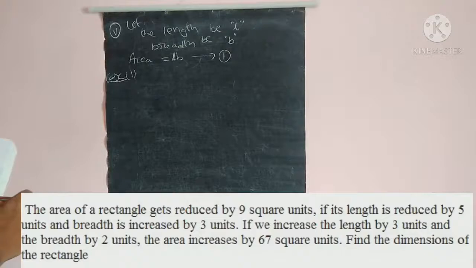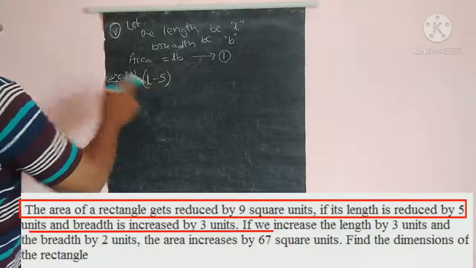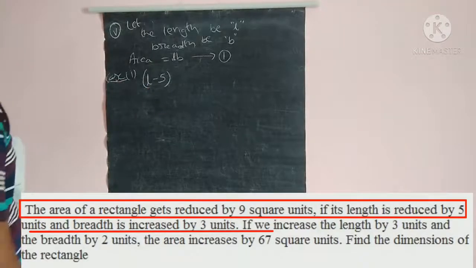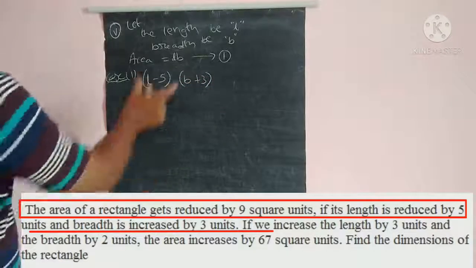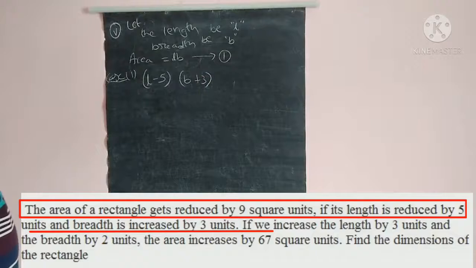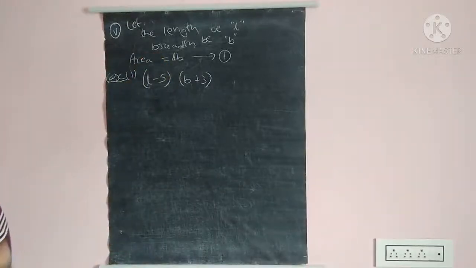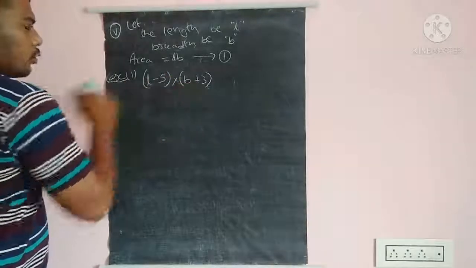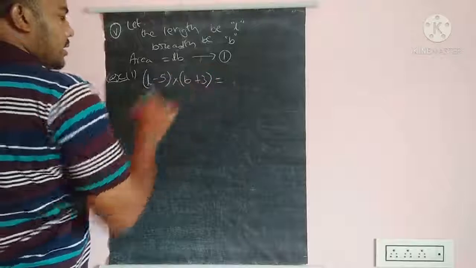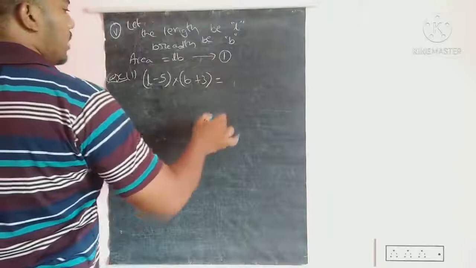Case 1, length reduced by 5 units. So this is the new length, L minus 5. Breadth increased by 3 units. This is b plus 3. So with these dimensions, if you calculate the area, that is 9 units less than the original area. So the area is length into breadth, that means new length into new breadth. In this case, they said that the area compared to the original is less than the original area.